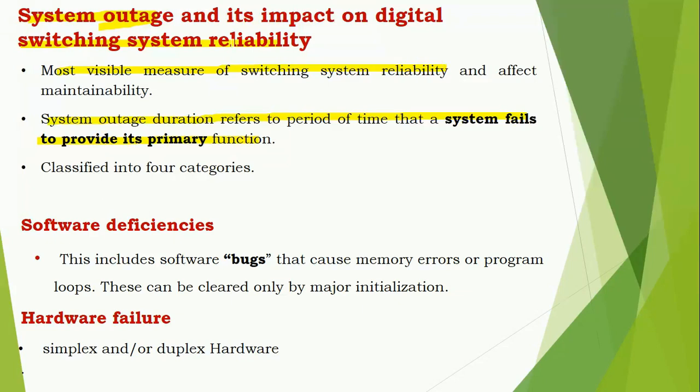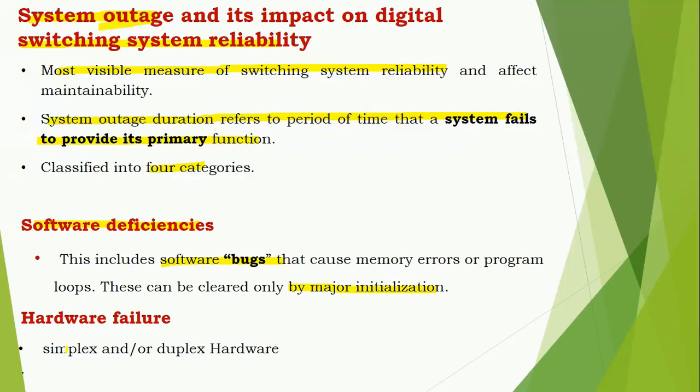Basically it is classified into 4 categories. One is software related, that is software deficiencies, then hardware failure, ineffective recovery, and the last one is procedural error. Software deficiencies depend only on software errors, that means bugs, which may cause memory errors. To recover from this you need to go for major initialization. That means remove that software and reinitialize it.